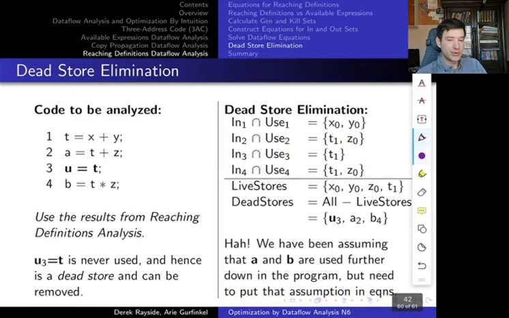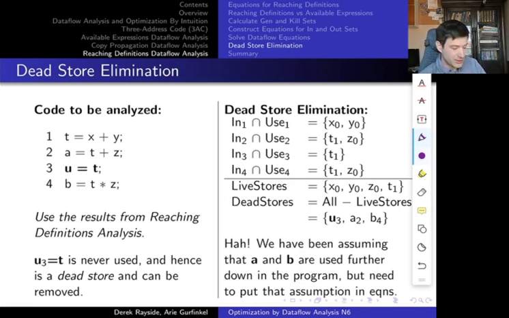So now we get to that store elimination. And in order to do this, what we're going to do is compute all the live stores. And the live stores are stores that create definitions that are actually potentially used somewhere down the line. And then the dead stores will be simply all of the stores which are not live. The complement of live stores is dead stores.